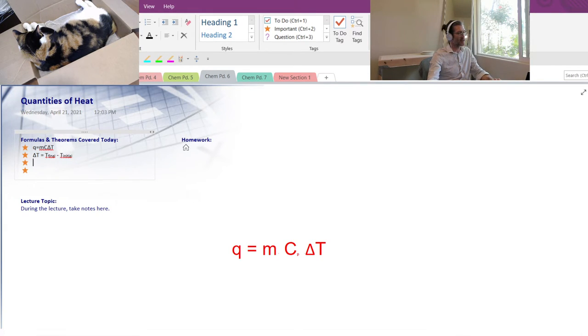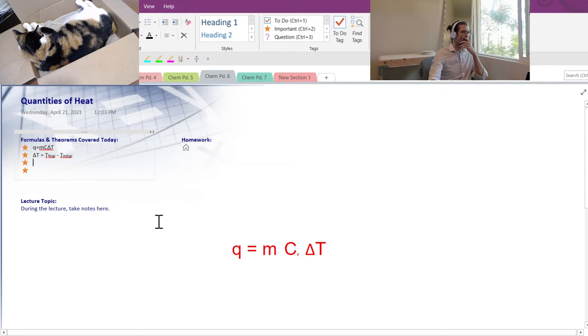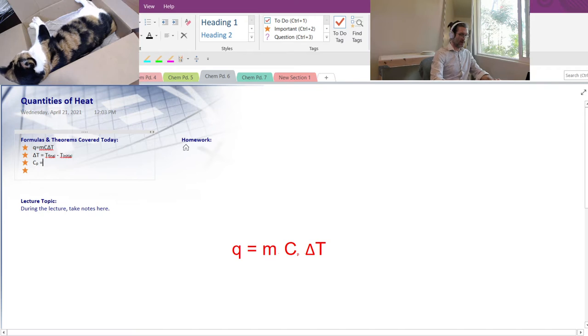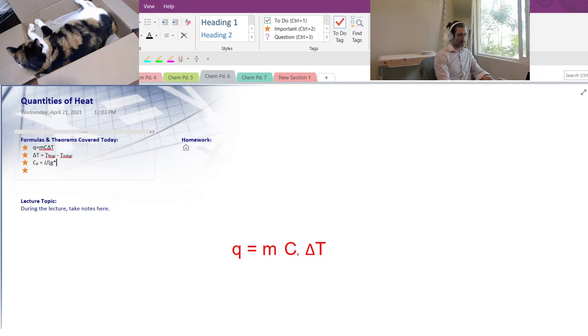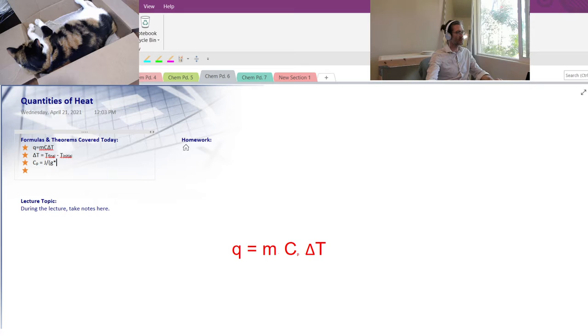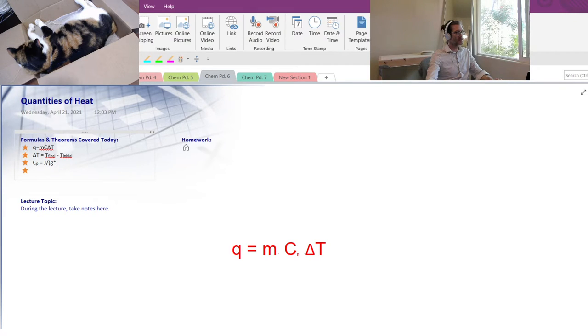All right. And I think, was there something else? Oh yeah. C sub P, the specific heat capacity, is in units of joules divided by grams times degrees C. Where is it? Insert symbol. Degrees C. There it is. All right.